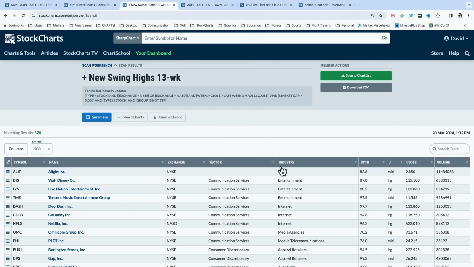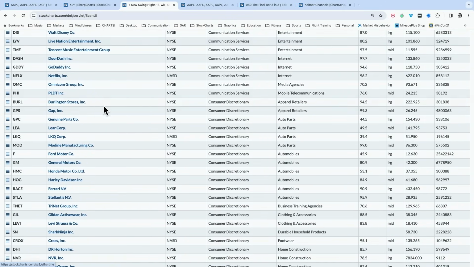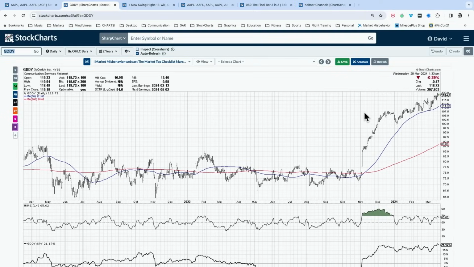And I sort it by sector and then industry. And I start at the top and I look at Disney and then Live Nation, I go through. And I'm thinking less about what sectors are represented. I'm looking more at those particular stocks. And GoDaddy is a strong chart in that it's making higher highs and higher lows. So I might want to own GoDaddy regardless of what sector or group it's in. I just think it's a good chart, right?